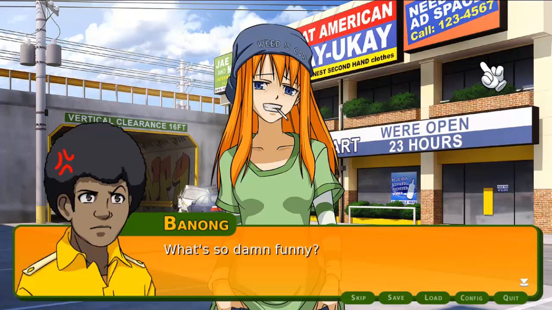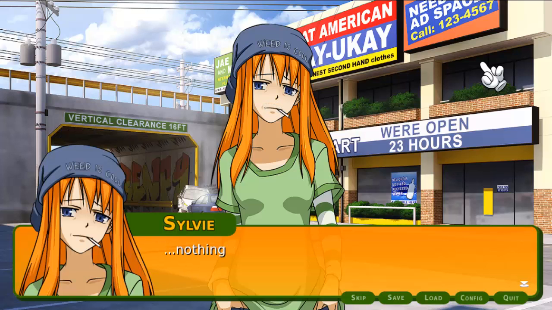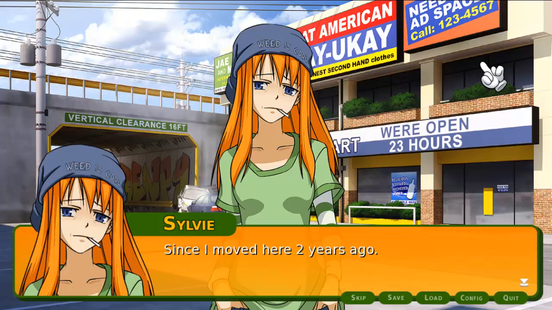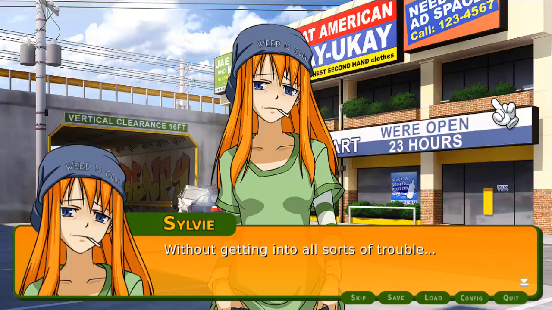What's so damn funny? Nothing. It's just that I realized this is the first time I actually had a somewhat decent conversation with someone normal like you. See? Now that I look at it, she has on her headband. Weed is cool, so maybe I need that weed actually. Crap. Since I moved here 2 years ago, without getting into all sorts of trouble. Anyway, here's your share of the loot.